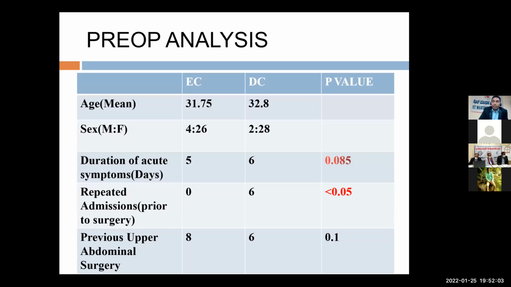So here, in the pre-op analysis, the significance comes with repeated admissions. In the early cholecystectomy group, we had almost 0 repeated admissions before the surgery. In the delayed cholecystectomy group, we had almost 6 admissions before they went on to an interval cholecystectomy, which makes the p-value significant at less than 0.05.